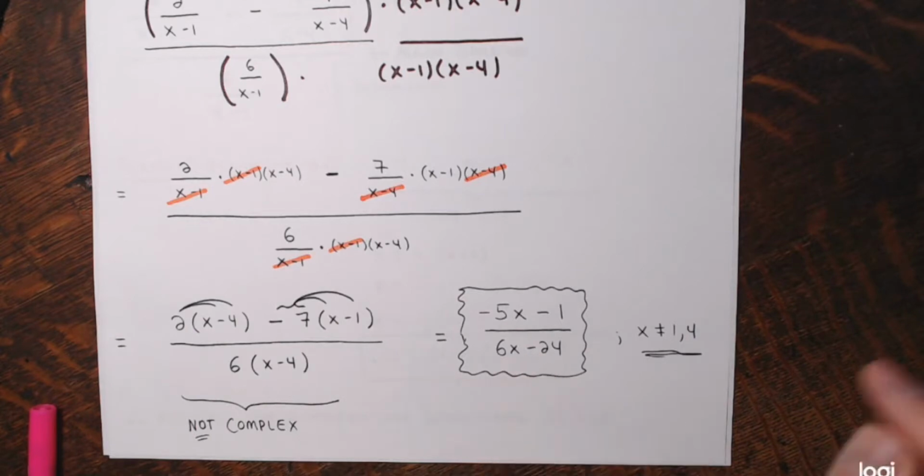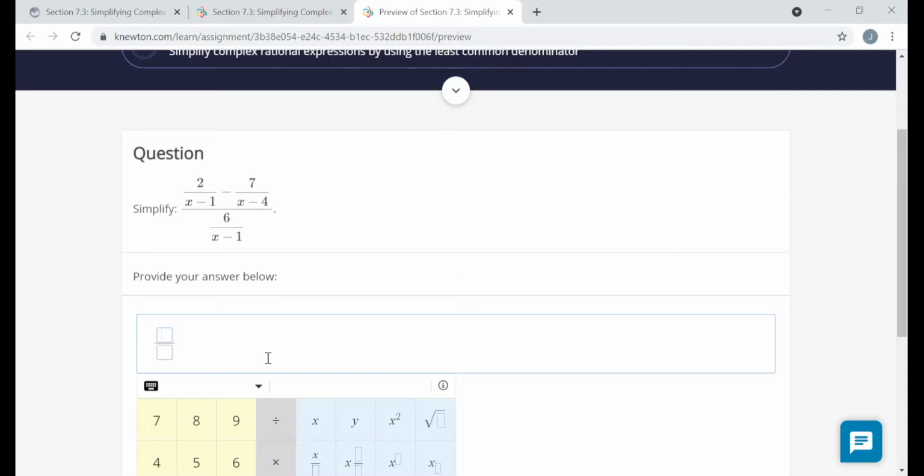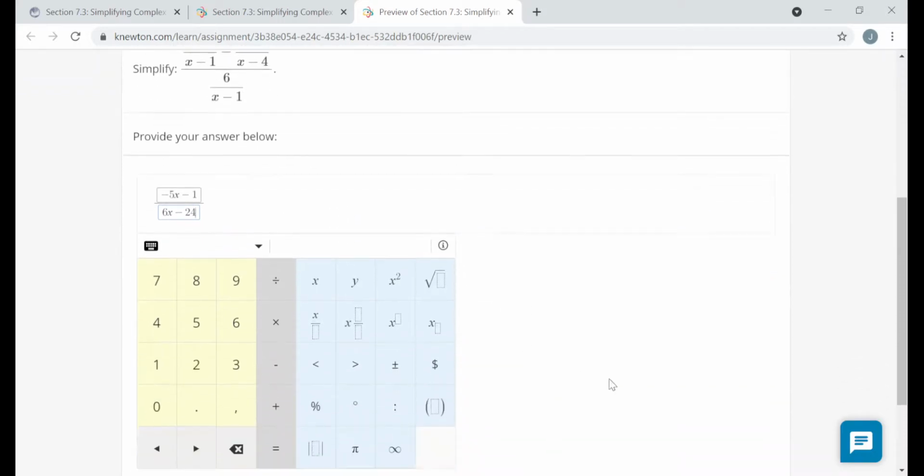So this is what I'm entering. Now notice back in the assignment page, they already have the division bar, the fraction bar, so you're just entering the numerator and denominator separately. The numerator was negative 5x minus 1. The denominator was 6x minus 24. And they already have the fraction bar.